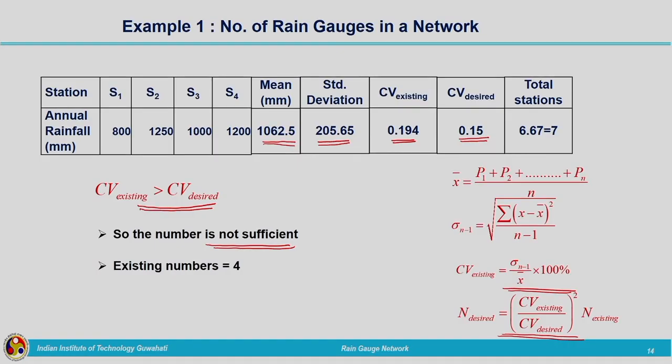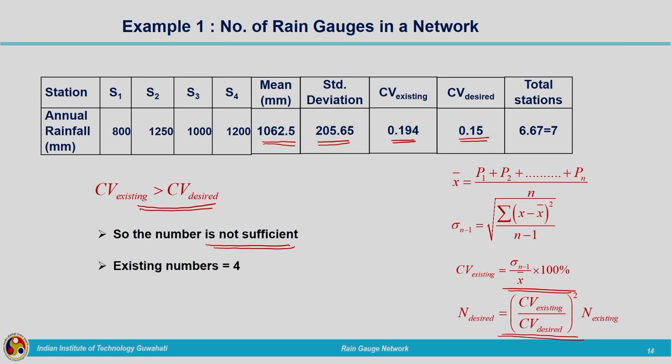Even if it comes to 6.1 or 6.2, we will go to the higher end. Rounding off should be done on the higher side. So it will be equal to 7. So the desired number of rain gauges is 7. How many are there in the catchment now? As of now, 4 rain gauges are there. So extra we need to provide 3 more.